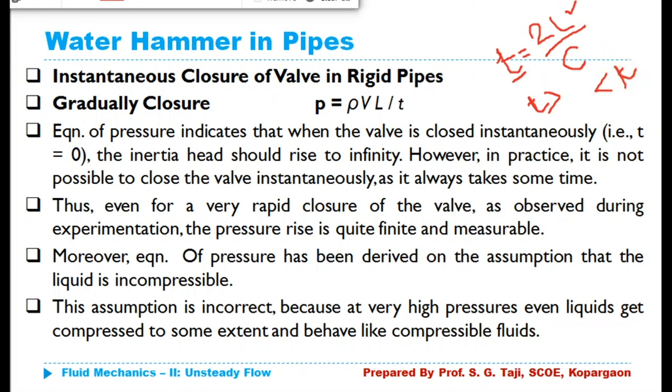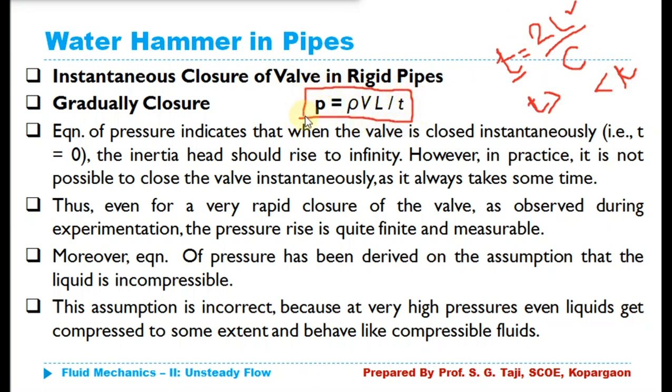The first case we have already discussed, and we got the equation P is equal to rho VL upon T. As discussed previously, P is directly proportional to the density of the fluid, velocity of the fluid and length of the pipe. The higher the velocity, the higher the pressure intensity; the higher the density, the higher the pressure intensity; similarly for the length. But the higher the time taken for closing the valve, the lesser the pressure intensity, because it is inversely proportional. So time governs the intensity of pressure.